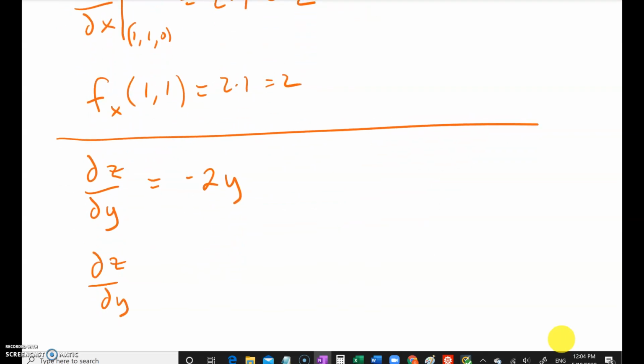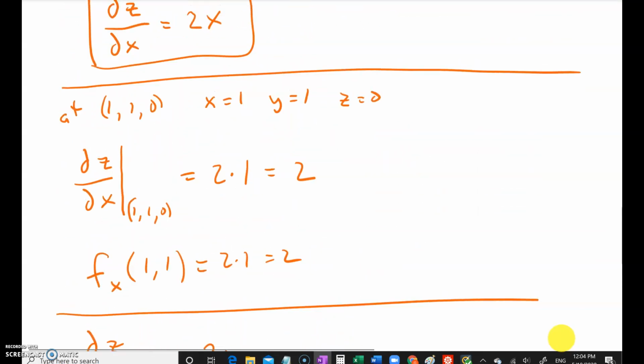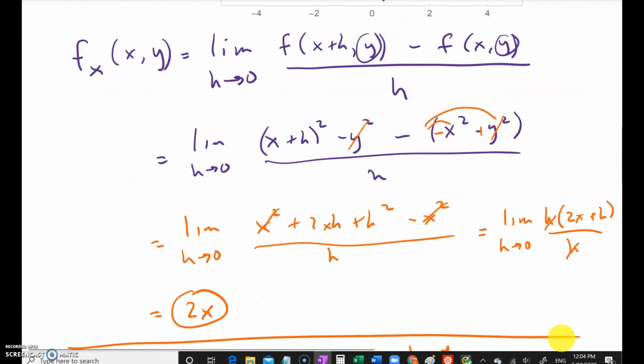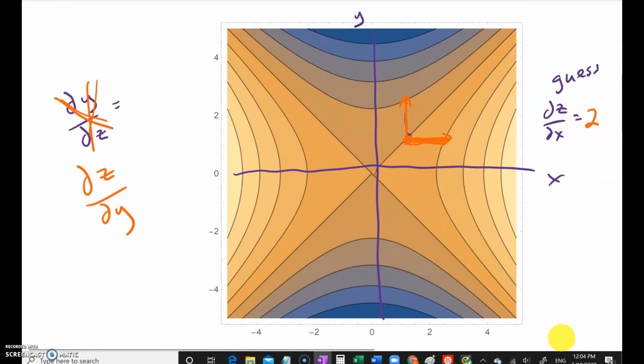And so then at the point 1, 1, 0, dz dy, well, I'll just replace y with a 1. I've got negative 2 times 1, which is negative 2. So sure enough, it's negative, which we knew from the pictures. We know that as we move in the y direction, my function is going downhill. And so my answer is negative 2 at that point 1, 1, 0. I should write here 1, 1, 0.